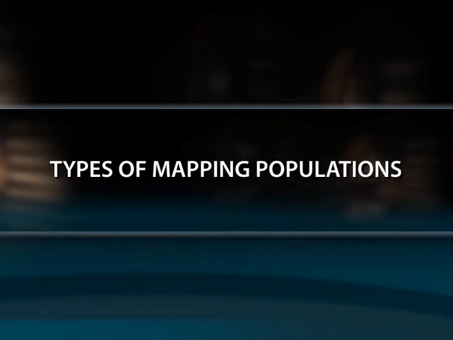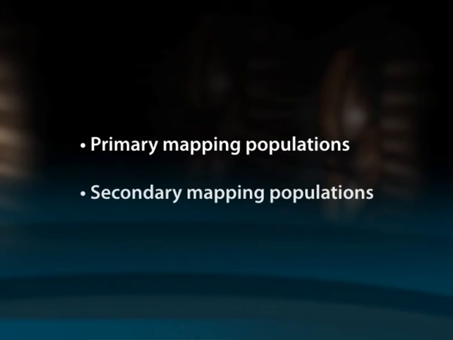Types of mapping populations. There are basically two types of mapping populations: primary mapping populations and secondary mapping populations. Primary mapping populations are created by hybridization between two homozygous lines. On the other hand, secondary mapping populations are developed by crossing two lines or individuals selected from a mapping population.